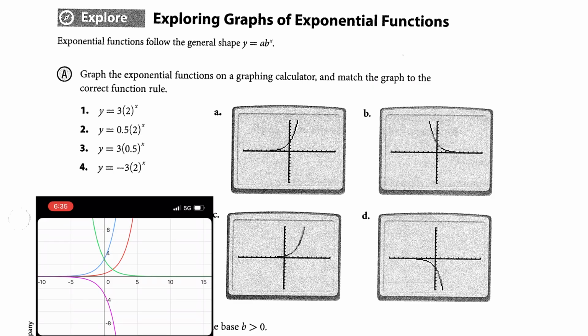Number 1 is the blue, which appears to be graph A. Number 2 is the red, which appears to be graph C. Number 3 is graphed in green, which matches graph B. And number 4 is magenta, which matches graph D.